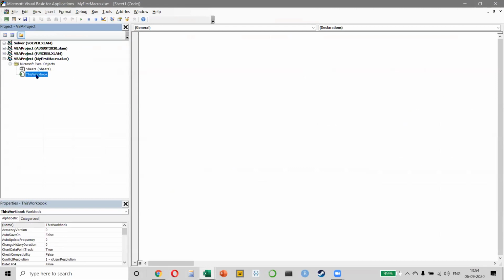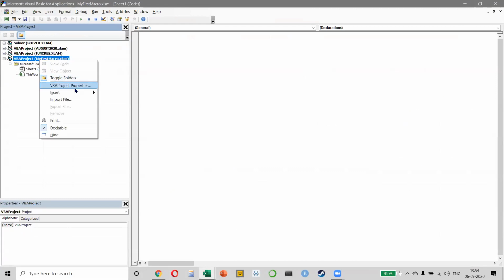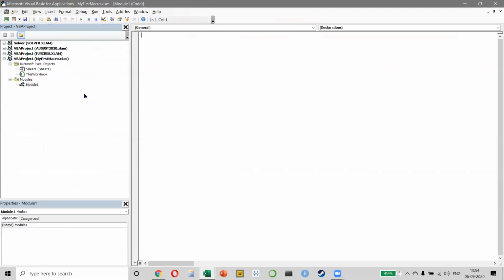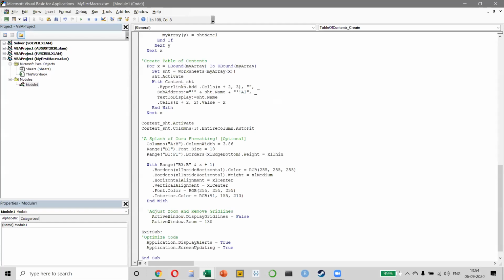But where do I paste the code? I want to paste the code in what we call a module. So right click, insert and module. And in the module, what will we do? Control V. And you know what? That is it. This is all that you require to know to be able to become a programmer on Excel.